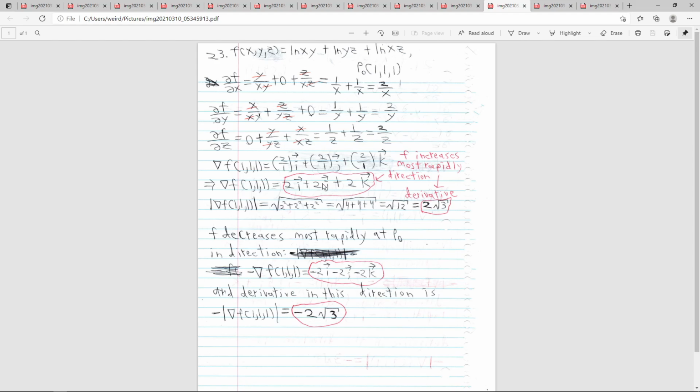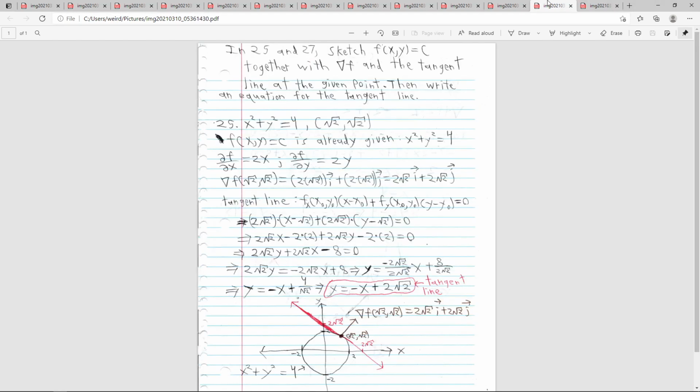So you have 2i plus 2j plus 2k as the direction in which f increases most rapidly, and your derivative is 2 square root of 3. Same thing here, the negative of that: negative 2, negative 2, negative 2 for i, j, and k. And it becomes a negative 2 square root of 3 magnitude. It's the derivative, I mean.